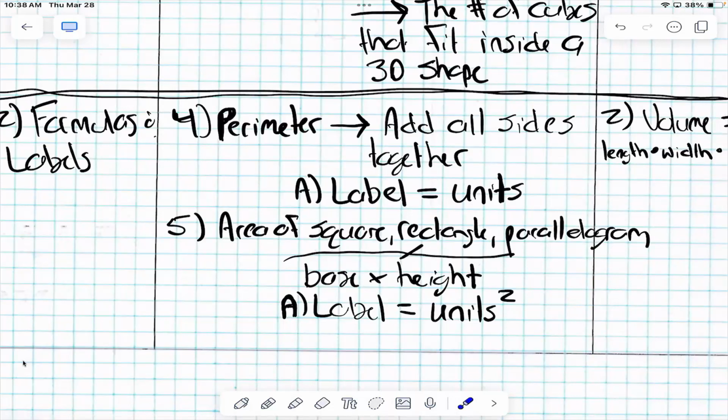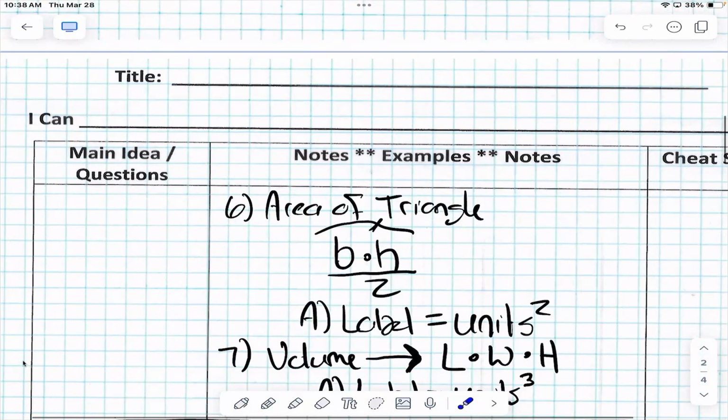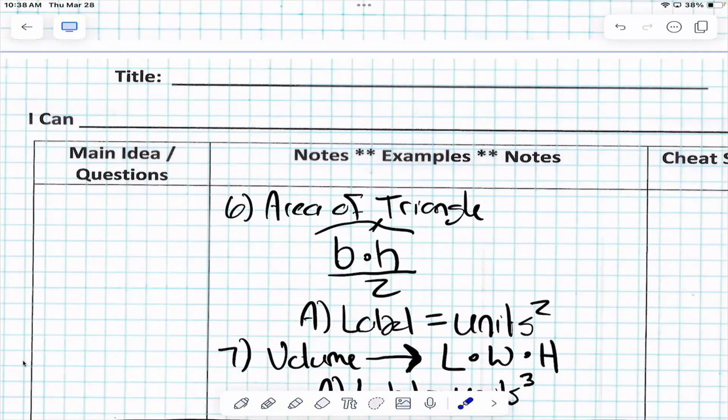Class, how do you find perimeter? So perimeter would be like a 2D shape, right? What is the label for perimeter? Units. Good. Class, how do you find the area of a square, a rectangle, or a parallelogram? What's the formula again? Base times height. What if I asked you to find the area of a triangle? What's that formula? Base times height divided by 2.